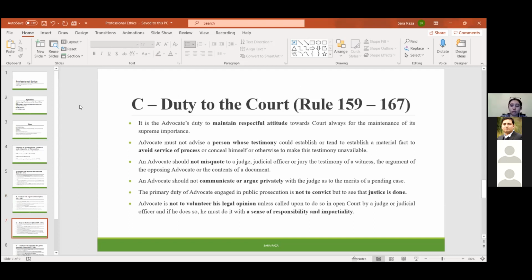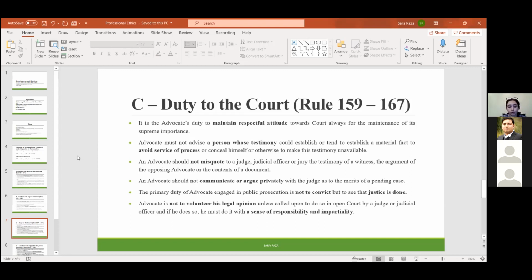C, duty to the court. An advocate is supposed to maintain a respectful attitude toward the court and show the bench its supreme importance. An advocate must not advise a person who is supposed to give testimony and appear in court to avoid service of process, conceal himself, or not make his testimony available. An advocate should also not misquote to a judge or a judicial officer any testimony of a witness, any argument of an opposing counsel, or any contents of a document whatsoever.